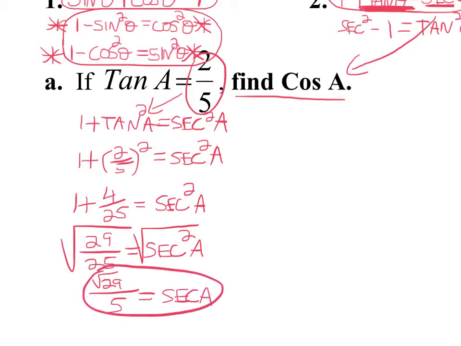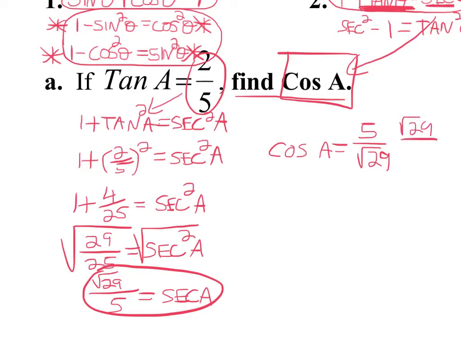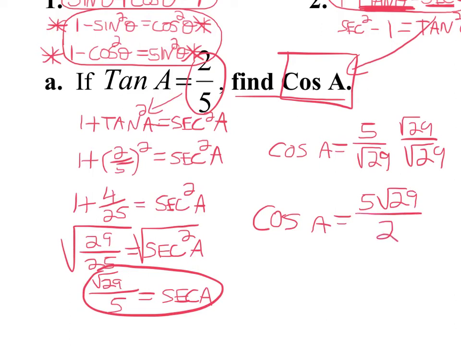Now it says we want to find the cosine of A. Well, we can just take the reciprocal of secant. So cosine of A is going to equal, flipping the fraction, 5 over root 29. Then I want to rationalize it, so I multiply top and bottom by root 29. We wind up getting cosine of A equal to 5 root 29 over 29, since root 29 times root 29 is 29. So this is our answer.